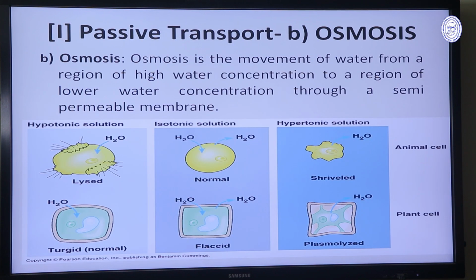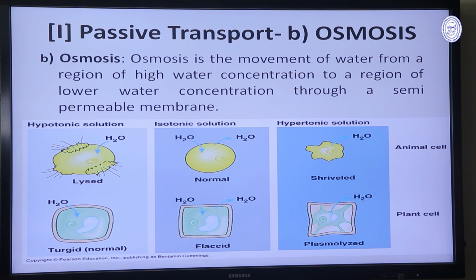Another type of passive transport is osmosis. So, osmosis is the movement of water, only the water or the solvent, from a region of higher concentration to a region of lower concentration, and in between there will be a semi-permeable membrane like the cell membrane or plasma membrane.